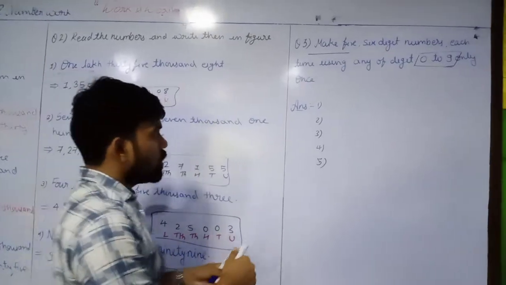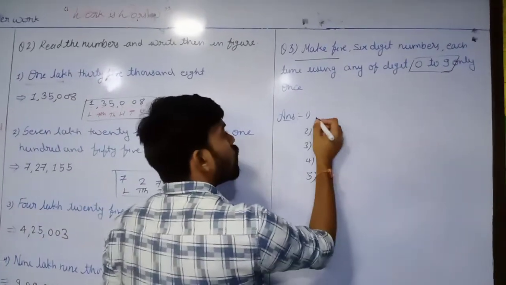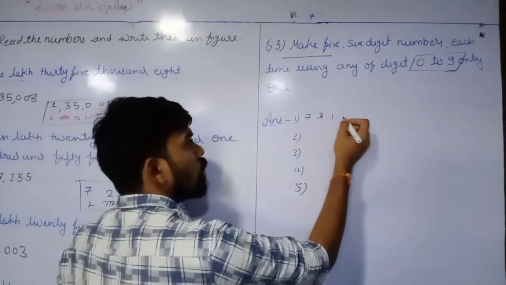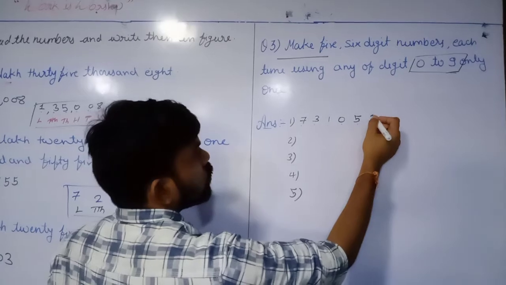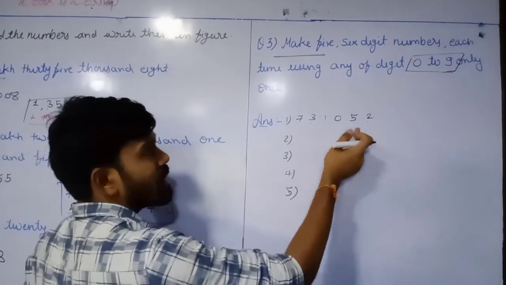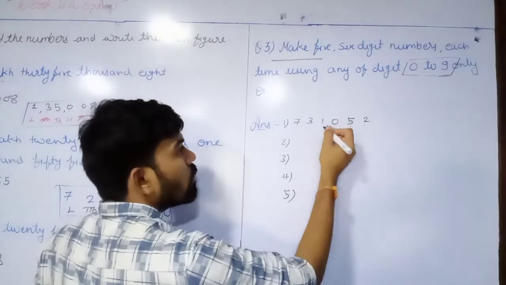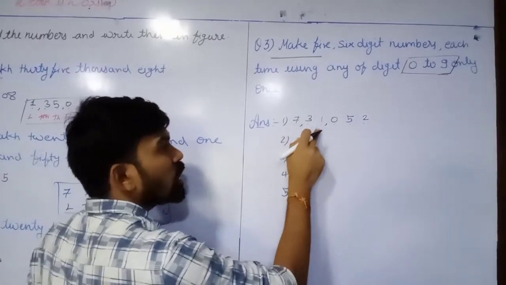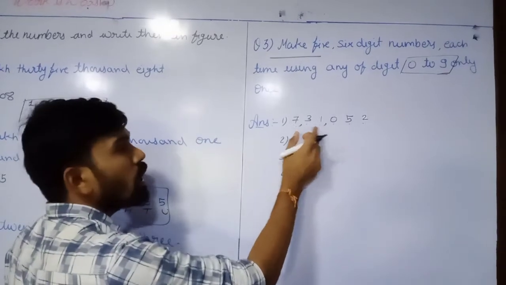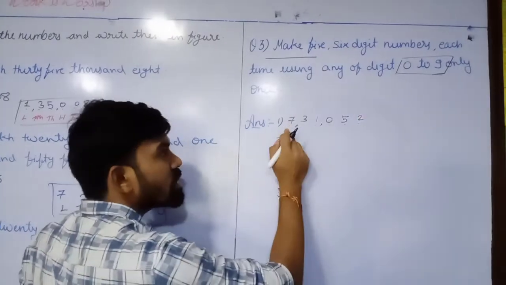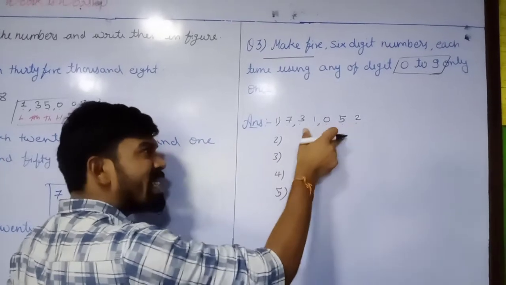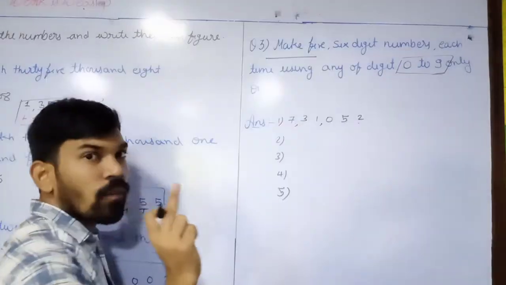Let's start. We can take any numbers: 7 3 1 0 5 2. Just remember we should not repeat any digit. So it will become 7,31,052. You can see over here I have not repeated any of the digits. 7 3 1 0 5 2. Each and every digit comes only once.